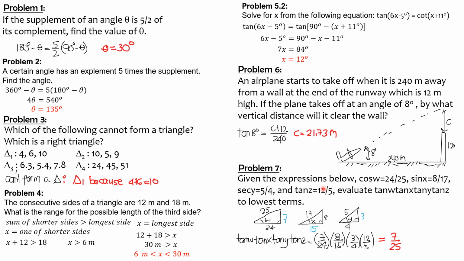So for the first triangle, we have cosine w, the angle is w. Cosine, so adjacent 24 over hypotenuse 25. By the Pythagorean theorem, and we know that for the common sides of a right triangle, this is 7. This is the square root of 25 squared minus 24 squared, so 7.